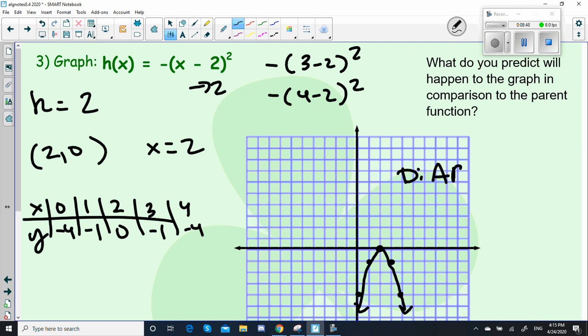So domain is all real numbers. And the range is y is less than or equal to. Less than or equal to because it opens down. And the highest point, or the maximum on the graph, is the 0 area. So 0 goes there.